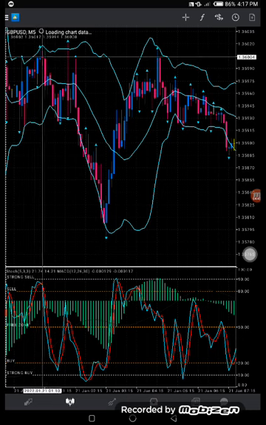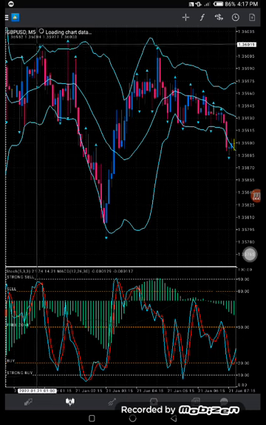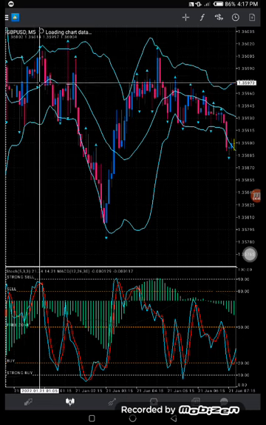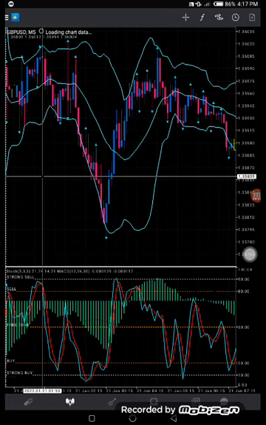Exactly the same thing happened here. You see, like now, if I were to trade this now, first I see here it has given me, the market is in, let's say, an overbought position.